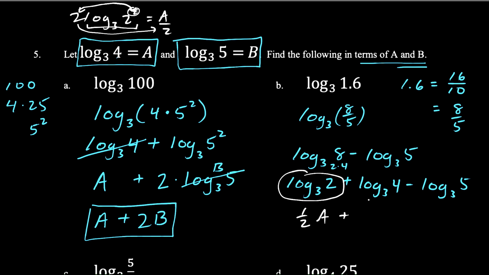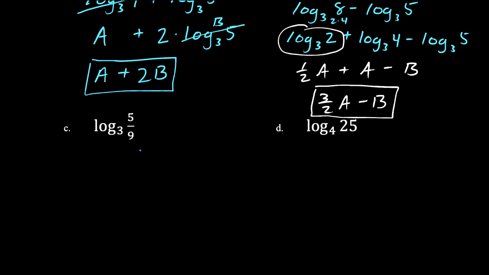And then here we have log base 3 of 4, which we know is a, and minus log base 3 of 5, which we know is b. 1/2 a plus a is 1.5, or I'd rather say 3/2 a minus b. And there is our final answer for that one.